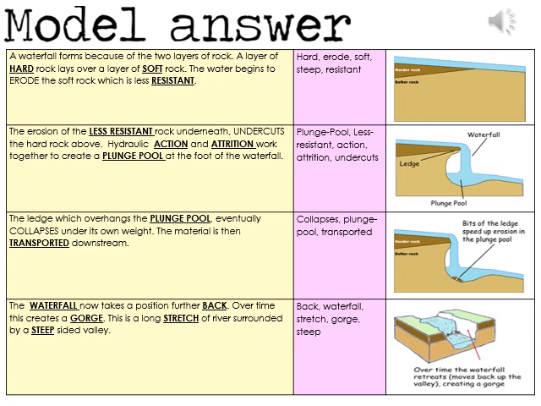The erosion of the less resistant rock underneath undercuts the hard rock above. Hydraulic action and attrition work together to create a plunge pool at the foot of the waterfall. The ledge which overhangs the plunge pool eventually collapses under its own weight. The material is then transported downstream. And then finally, the waterfall now takes a position further back. Over time, this creates a gorge. This is a long stretch of river surrounded by a steep-sided valley.